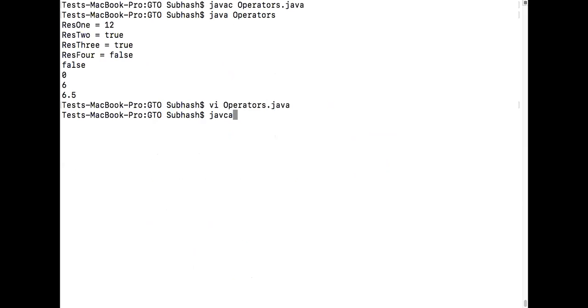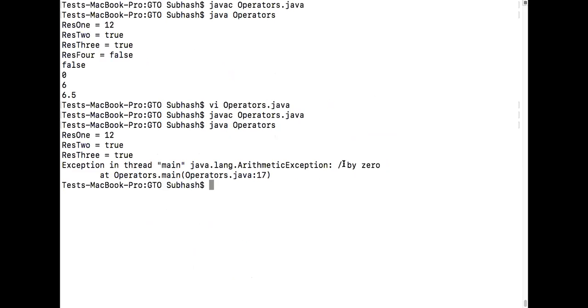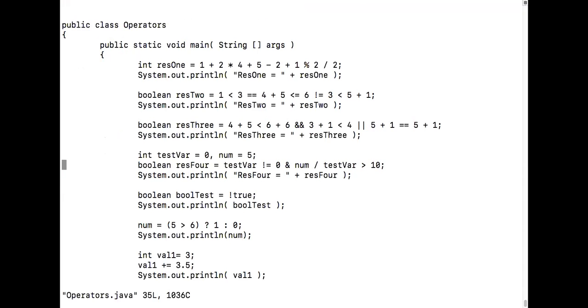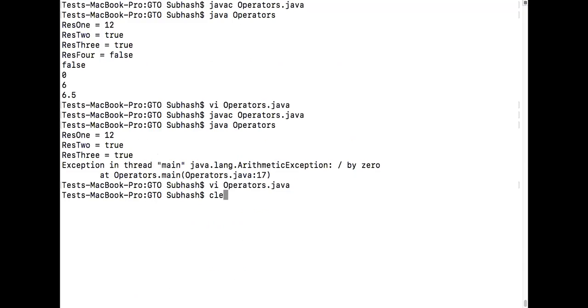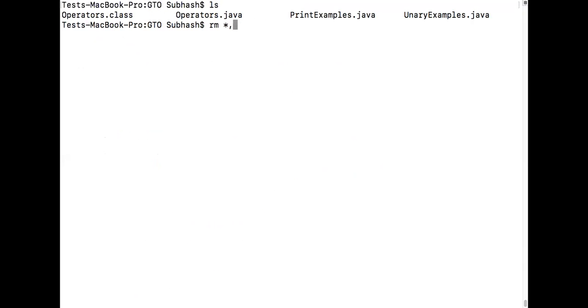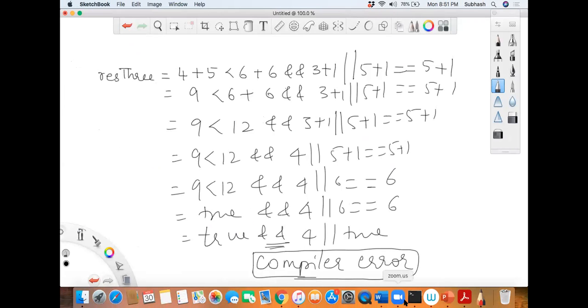Okay. Let me run this code once again. Operators. You get an exception, divide by 0 exception. Did you see this, guys? Divide by 0 exception. So now is it clear, guys, about short circuit and non-short circuit operators? Very good. Okay, so mark it as important. Very important, guys. Some textbooks have not given this. That is the reason. Mark it. Now let us go to the next concept.